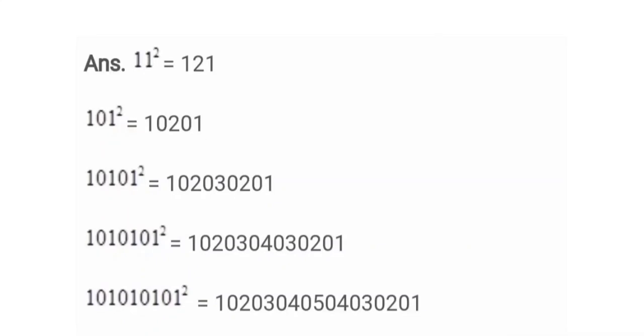Okay, means it went up to 5. So how many times 1 we have to write? 5 times. What is the answer? 101010101 square is the answer.